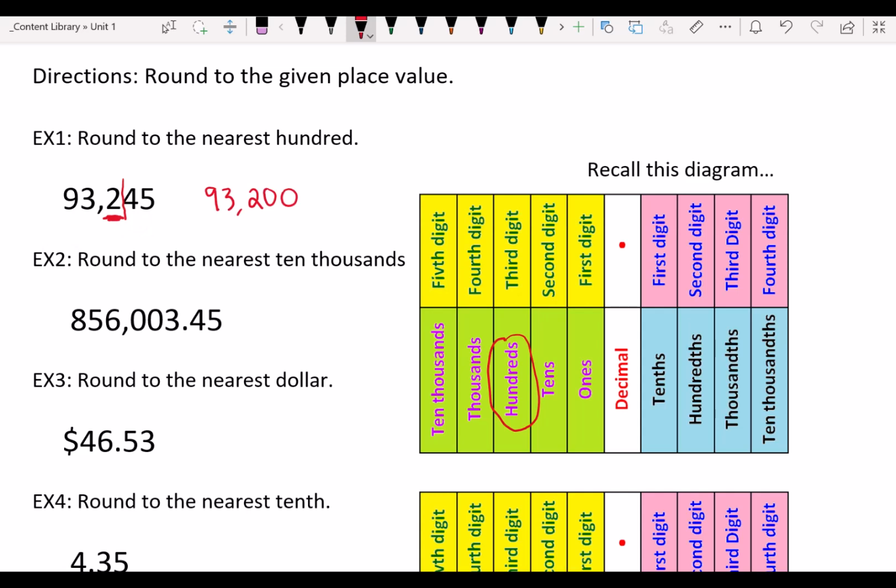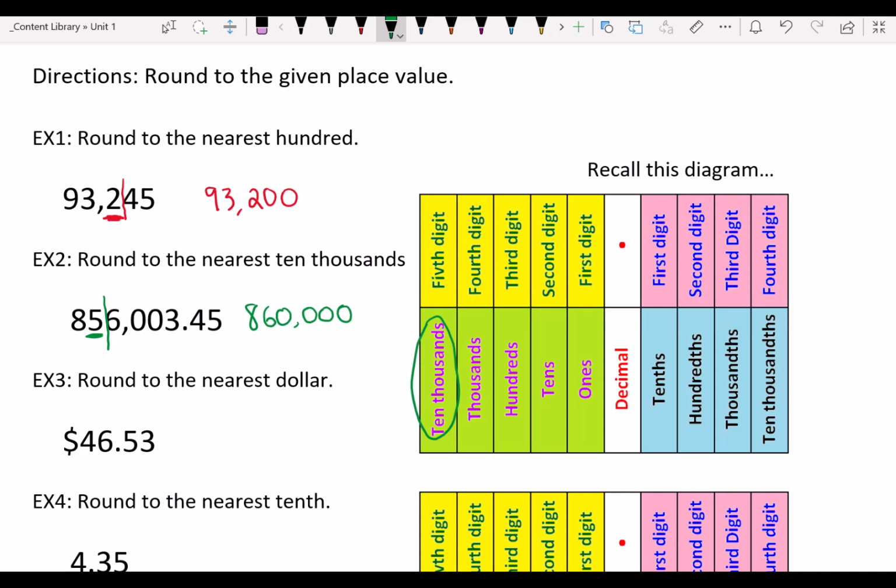Example 2, we want to go to the 10,000s. So I underline that one, and I could refer to my table here. 10,000s is going to be this one. It's the 5th digit before the decimal, so that's going to be this one. I underline that. I look to the right of it, which is a 6. In this case, 6 is greater than 5, so I'm going to round 5 up to the next number. So that's going to be 860,000.